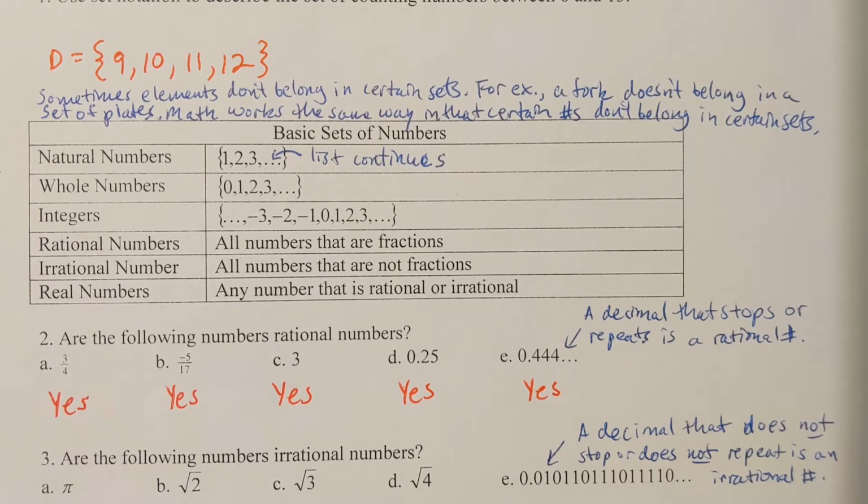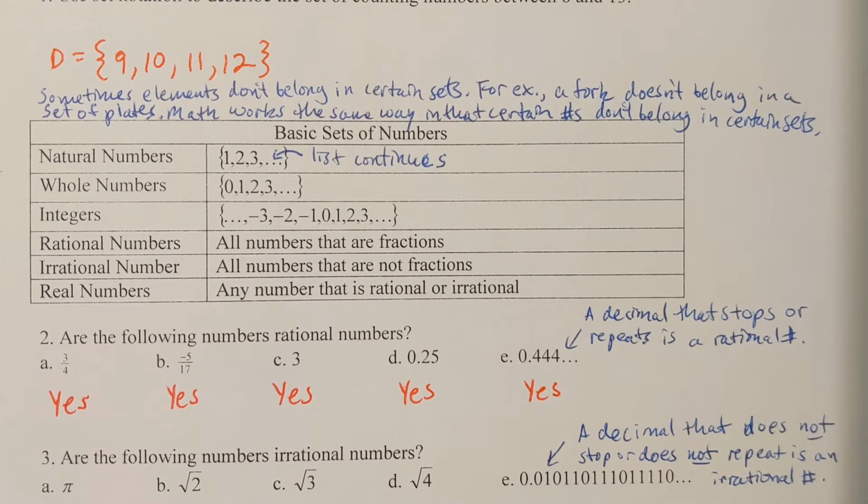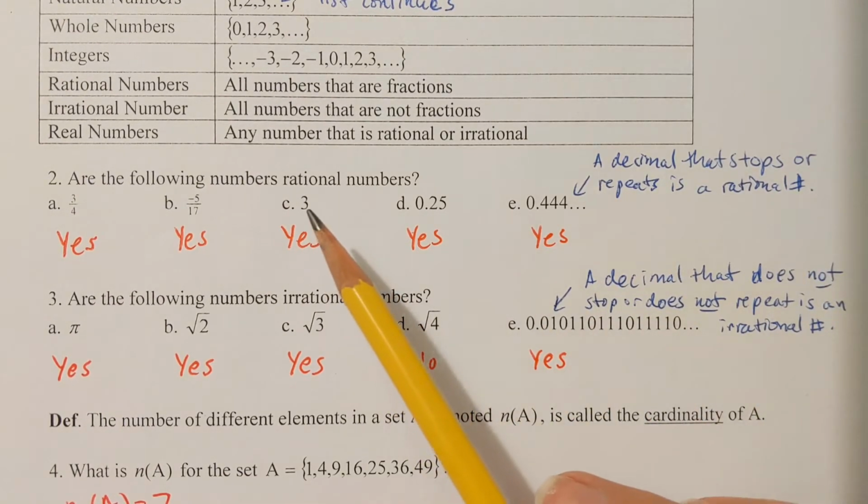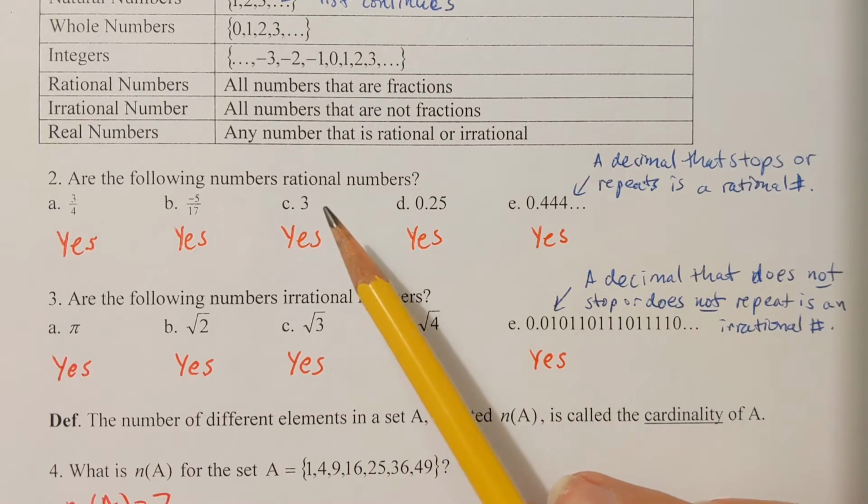Real numbers: any number that is rational or irrational is called a real number. A real number is basically any number that you've ever seen, except if you've taken Math 115 where you talk about complex numbers. You guys won't need to know complex numbers in this course, but in other courses you do need to know those. So these are our basic sets of numbers here.